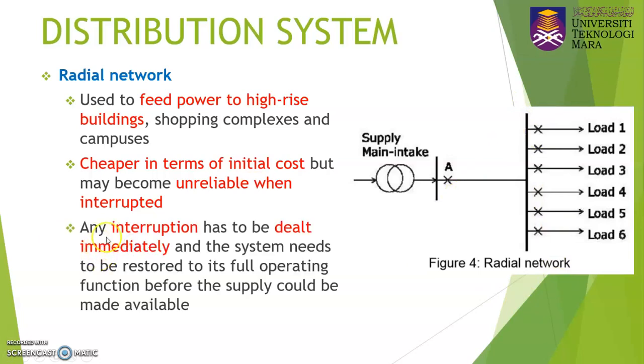Any interruption has to be dealt with immediately and the system needs to be restored to its full operating function before the supply can be made available. For example, let's say you have a fault here. Every single floor in the building will get impacted. So you need to deal with the interruption as soon as possible so that the supply can be sent to all the loads.